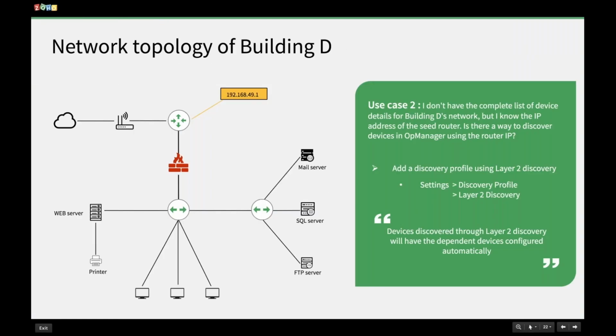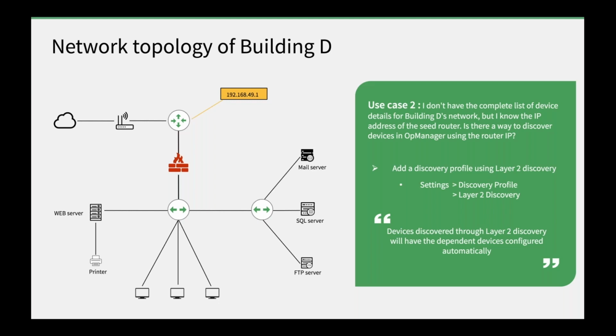And next, in the use case we discussed about Mike monitoring the devices from various buildings. He has added the devices from all the buildings except building D. For building D, he doesn't have the complete list of device details, but he knows the IP address of the seed router. So he just knows the seed router information of the specific building, but he's not able to identify the rest of the devices from his network. So what is the simple way to identify or add the devices in OpManager using just this router IP address?